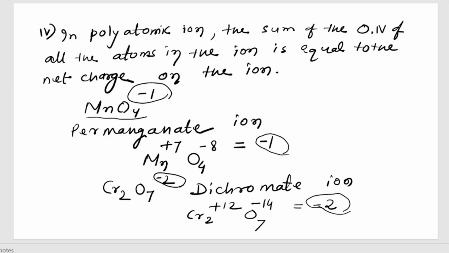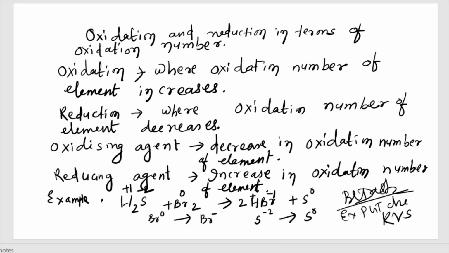Where a polyatomic ion is there, you add all the oxidation numbers of all the atoms present in the polyatomic ion, and calculate the value, whether it is plus or minus, you see the answer. Permanganate ion is minus 1. How? Manganese plus 7, oxygen 4 into minus 2, that is minus 8. Total answer is minus 1. Cr2O7 dichromate ion, Cr2 plus 12 and O7 minus 14, and the answer is minus 2.